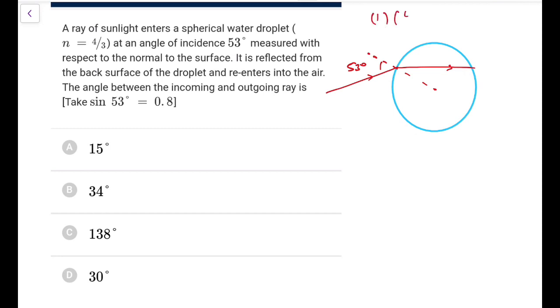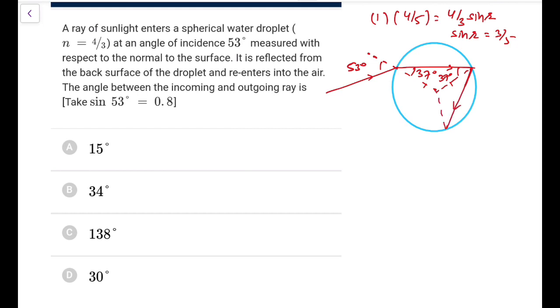So 1 into sin 53, you know, is 4 by 5, that is 4 by 3 into sin r. So sin r I can get as 3 by 5, that is 37 degrees. So this is 37 degrees, and you know from the basic geometry both sides are equal, so this angle would be 37, and it is now getting a TIR. It's tough, not TIR, it's just the reflected case they are telling us to take.